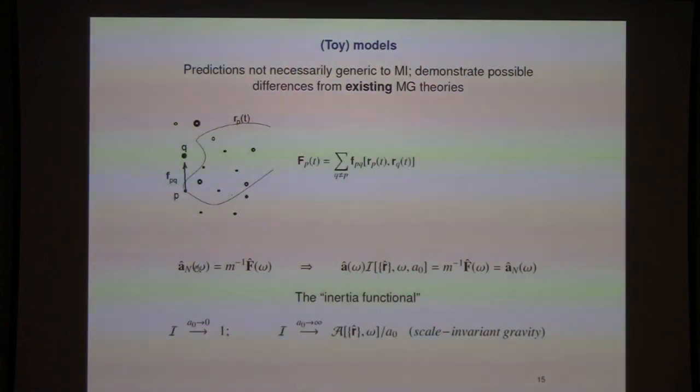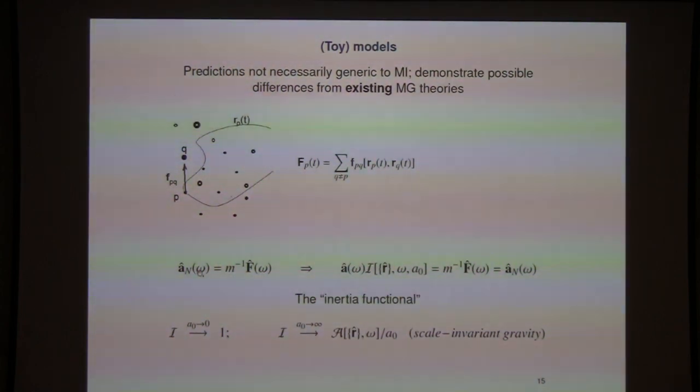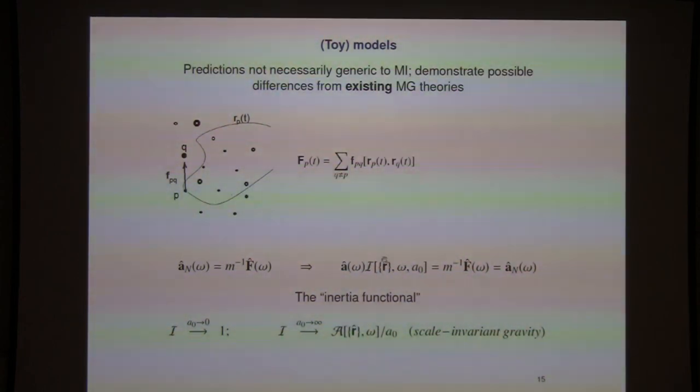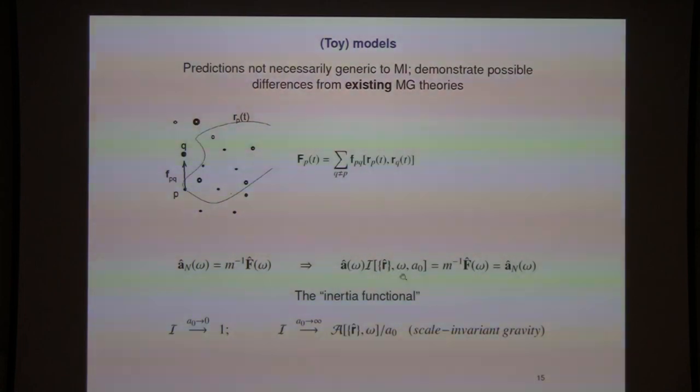This is the acceleration, the Fourier component of the acceleration. In Newtonian dynamics, it is simply 1 over m times the Fourier transform of the force. The force is time-dependent, the trajectory is time-dependent. F equals ma simply says that the Fourier transforms are related in the same way. But in this modified inertia theory, I add this thing here, which would be like an interpolating function working in Fourier space.